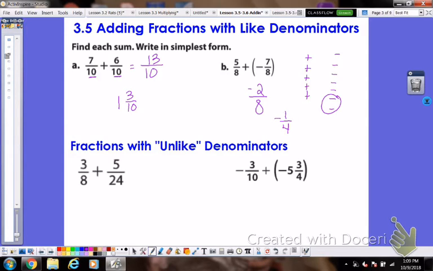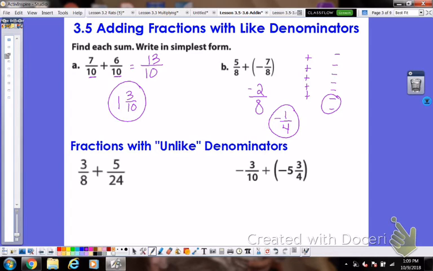Your negative can be with the numerator out front, or if you put it with the denominator, that is also correct, as long as there is only one negative. Make sure we are fully simplifying each problem. And so there's working with like denominators.